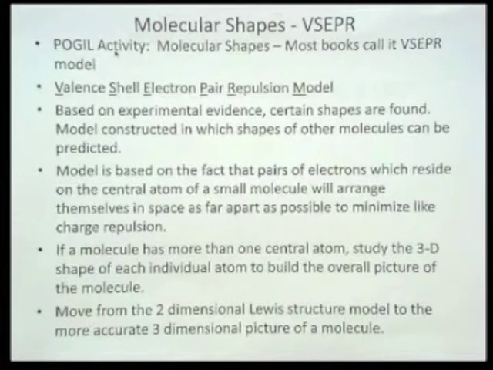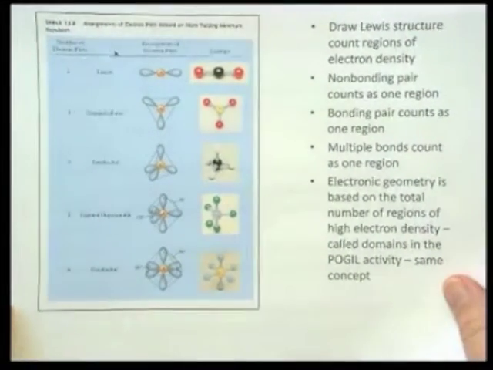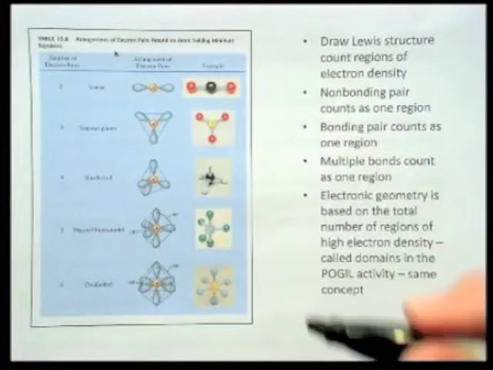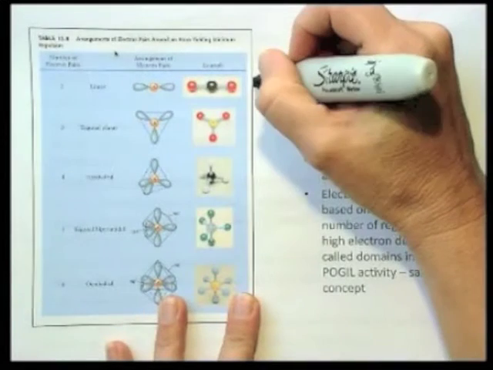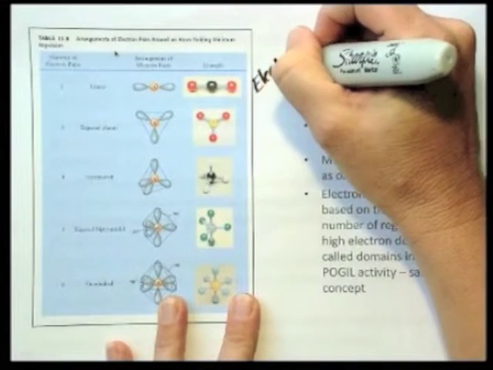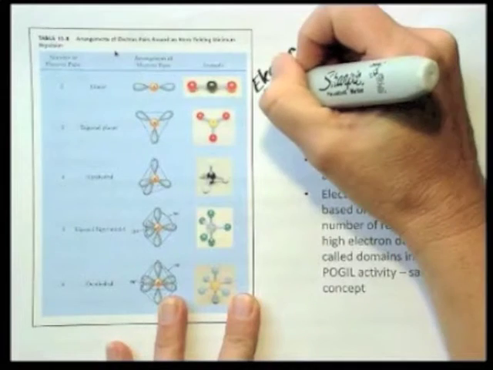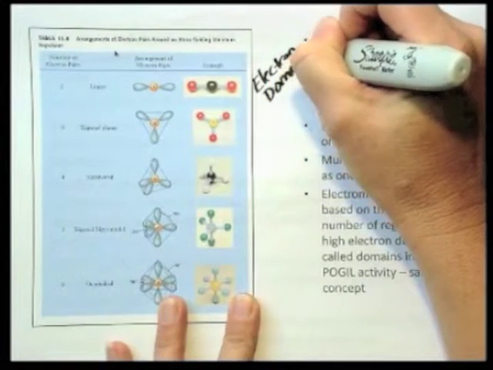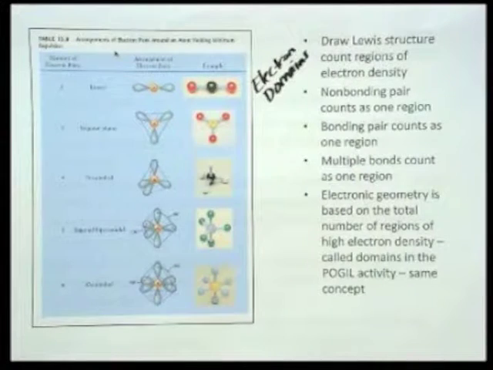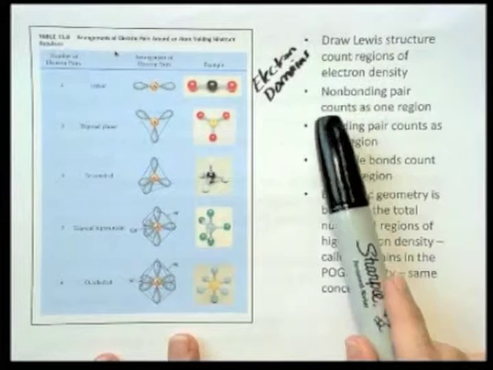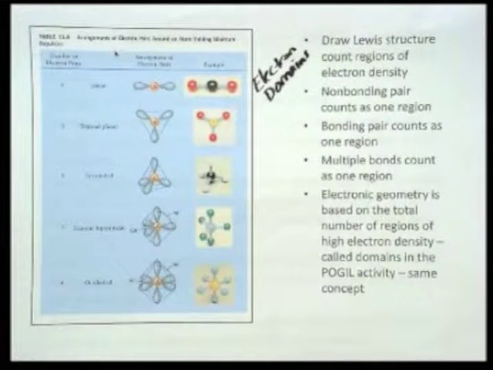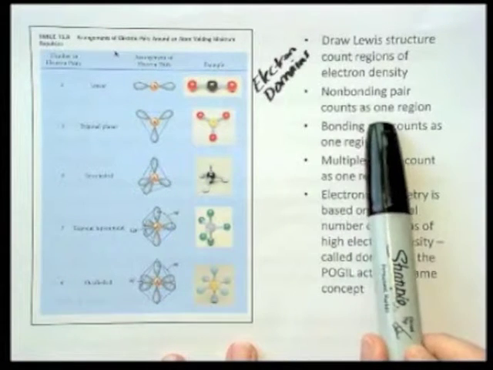Okay, in the POGIL activity, you should have learned about something called electron domains. Okay, electron domains. I'm going to write it right here. Electron domains: regions around an atom where electrons can be found. So the rules for determining what's called the number of electron domains and the geometries that match those electron domains, it's also called the electronic geometry.